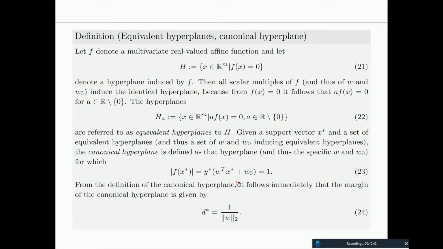So what this means is you can have the same hyperplane and many different values of the weights and the bias parameters that give you the same hyperplane. Now you should select those weights and this bias parameter such that the support vector has an absolute distance from the hyperplane equal to 1.